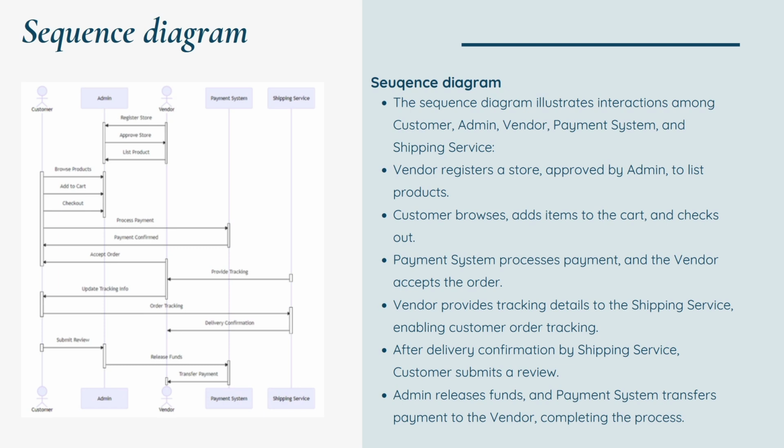The vendor needs to provide the tracking details to the shipping service, and that enables customer order tracking. After delivery confirmation by the shipping service, the customer gets to review the ordered items. Then the admin releases the funds and the payment system transfers the payment to the vendor, completing the process.